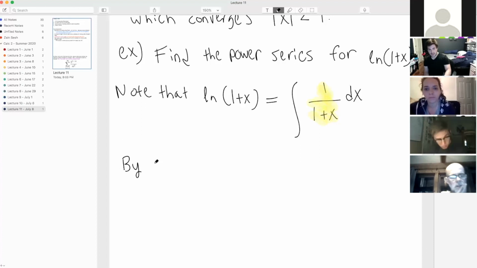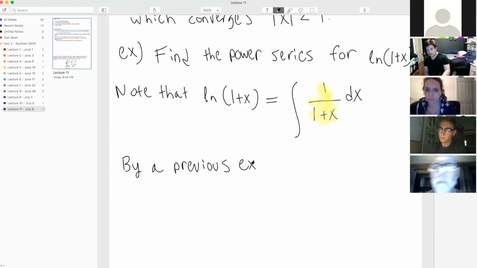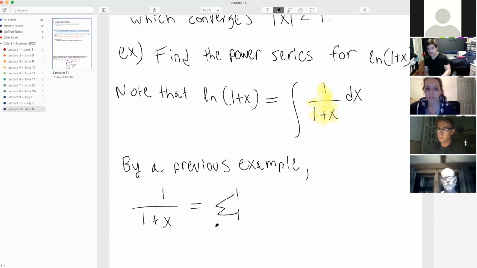Okay, by a previous example. So this was earlier in the evening. We have a power series representation for 1 over 1 plus x. So you can just look earlier in the notes. This is just the infinite series n equals 0 to infinity of minus x to the nth power. Okay? So that's from earlier.